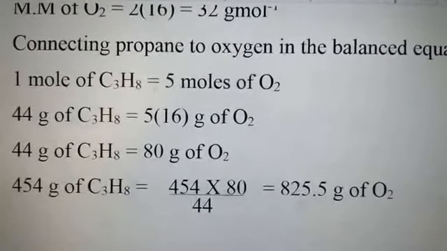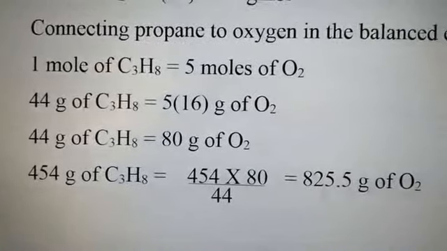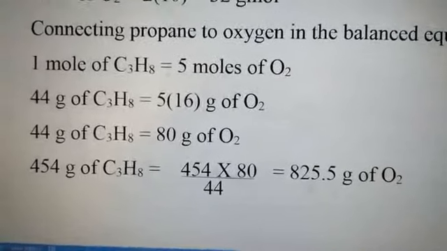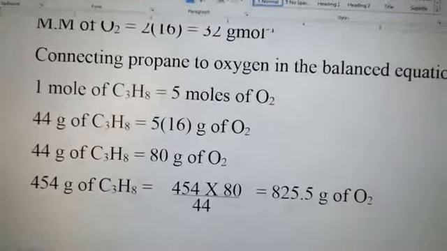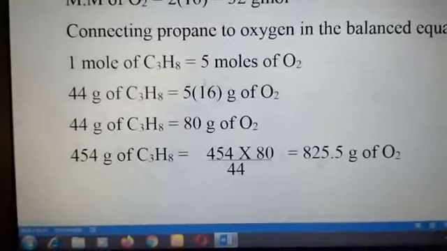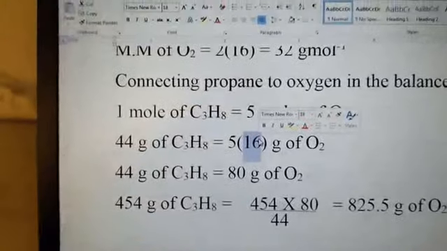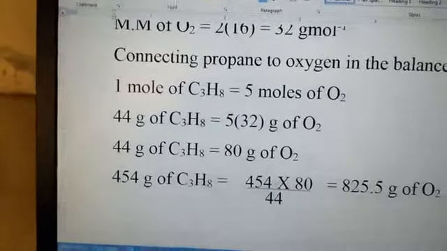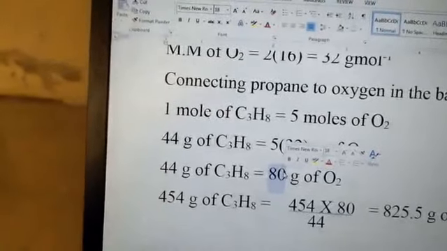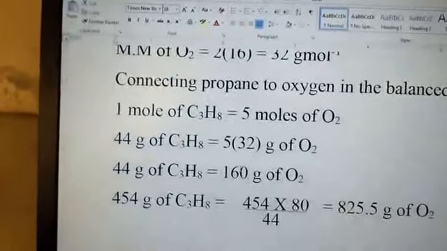We now convert these moles to masses. 1 mole of propane is equal to the molar mass, which is 44 grams of propane. 5 moles of oxygen is equal to 5 times the molar mass. Since the molar mass of oxygen is 32, you see there's an error in the calculation there. We'll have to correct the error. Instead of 16, it should be 32, not 16. 32 grams of oxygen, so multiplying gives us 160, not 80. 160 grams of oxygen.